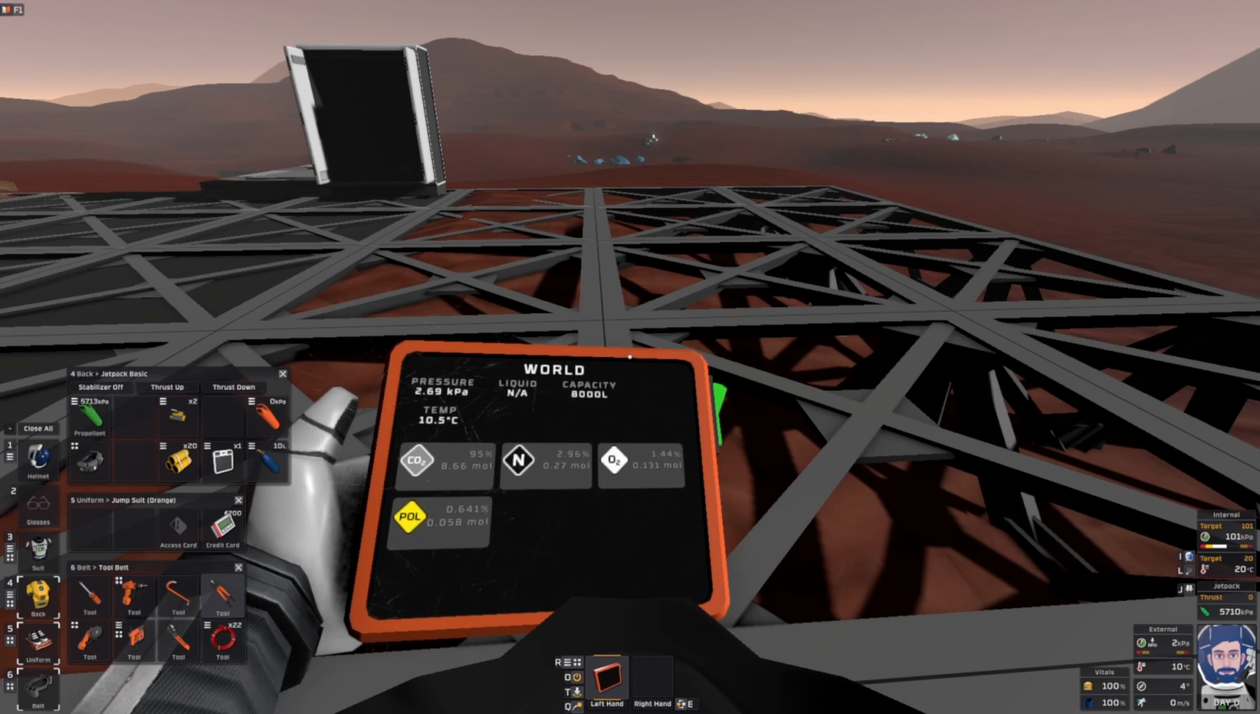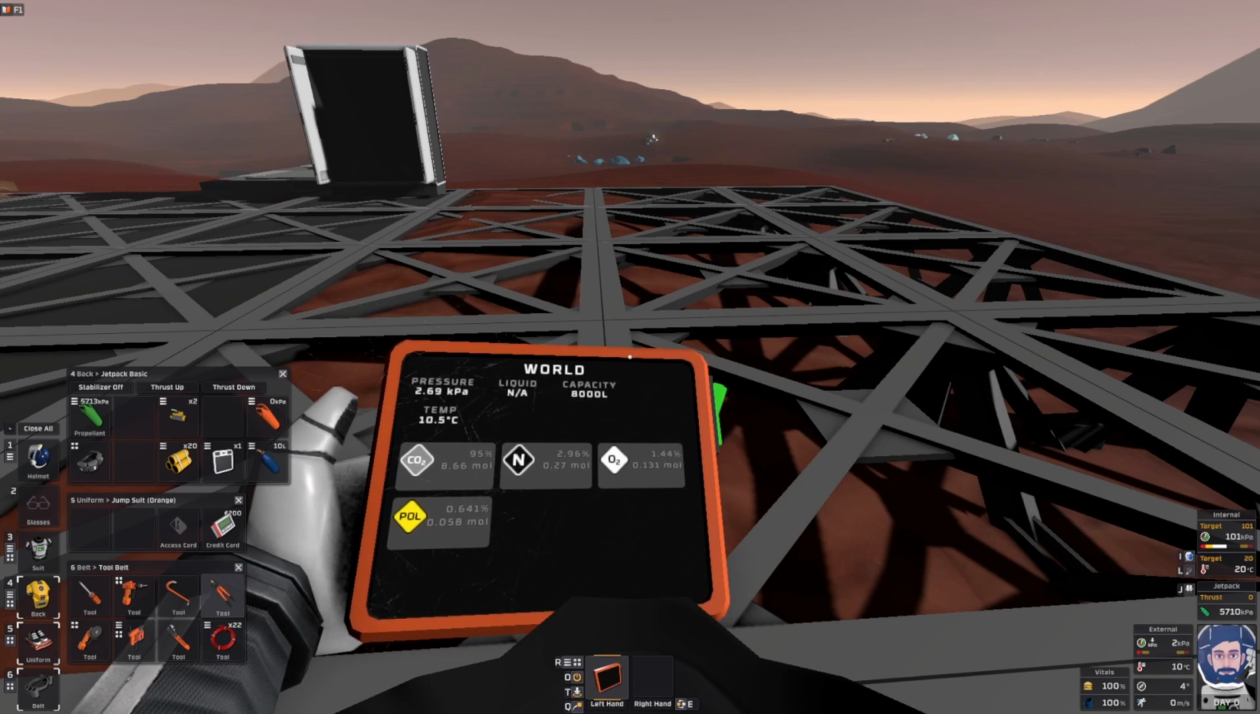You can also see the temperature of the atmosphere, which right now is 10.5 degrees Celsius. On Mars, as the day progresses, the temperature will change between roughly about 20 degrees Celsius and negative 40 degrees Celsius. The composition of the atmosphere is shown in the bottom part of the tablet. The Mars atmosphere is made up of 95% carbon dioxide, 2.96% nitrogen, 1.44% oxygen, and 0.6% pollutants.